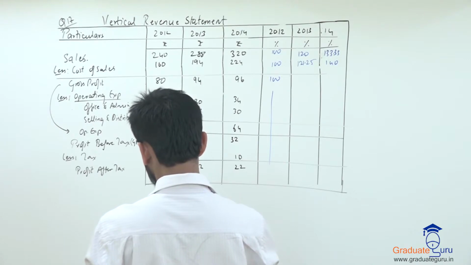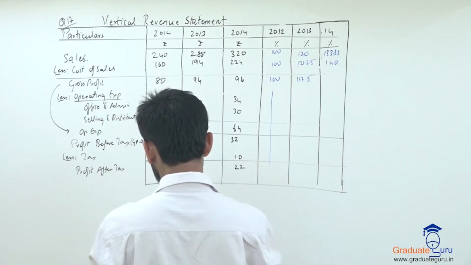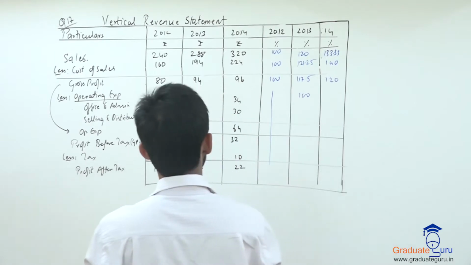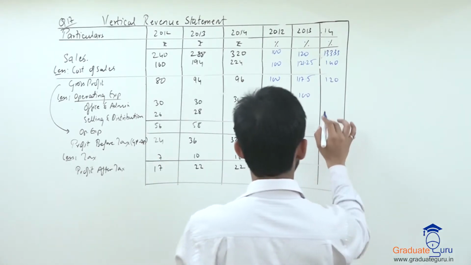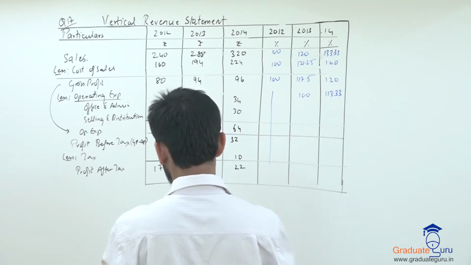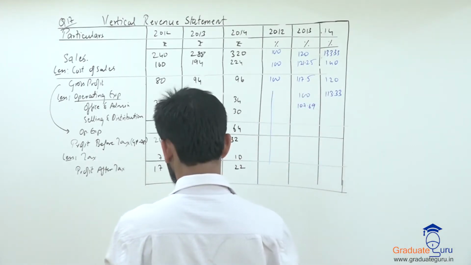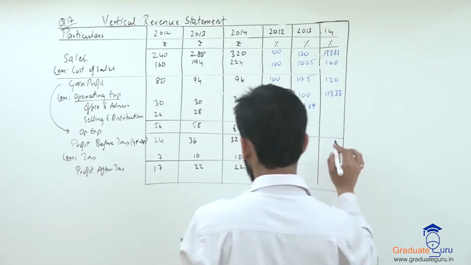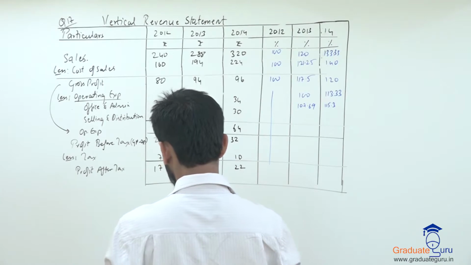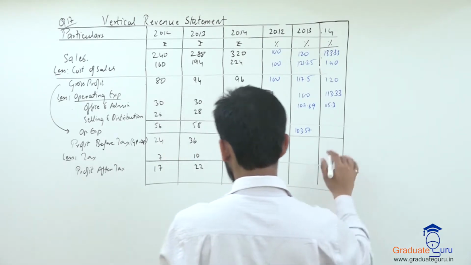94 divided by 80 will give you 117.5, and 96 divided by 80 will give you 120%. 30 and 30 is 100. 34 divided by 30 is 113.33. 28 divided by 26 will give you 107.69, and 30 divided by 26 gives you 115.3. 58 divided by 56 is 103.57, and 64 divided by 56 will give you 114.28.